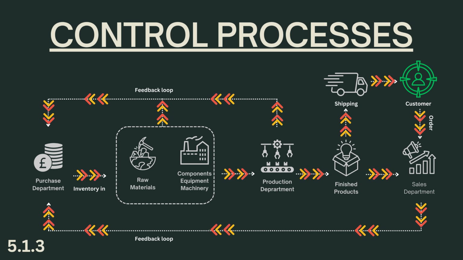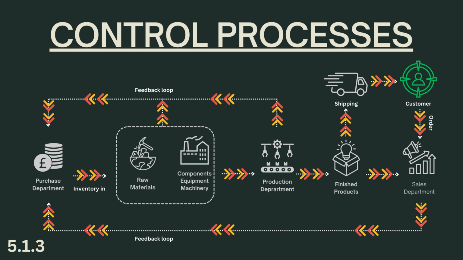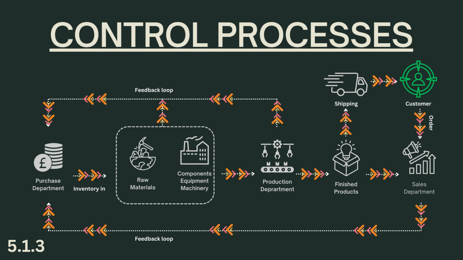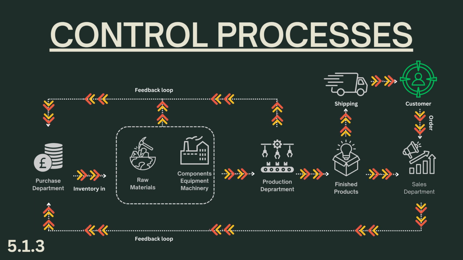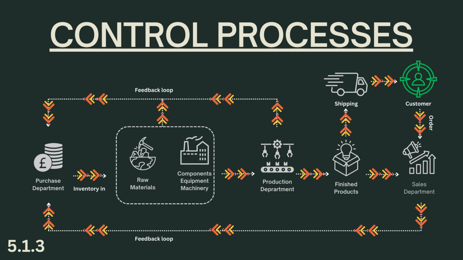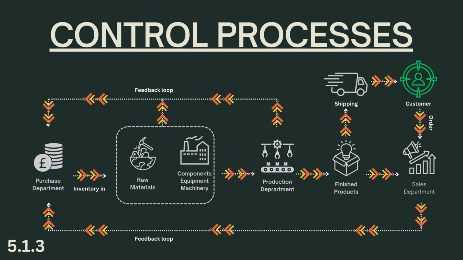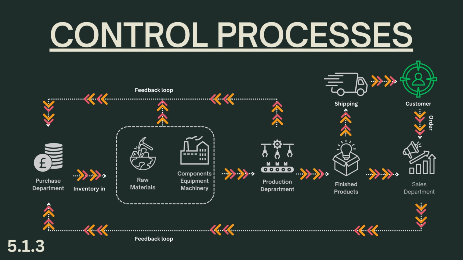Inventory check. The system automatically checks if the ordered items are in stock. Production planning. If items aren't in stock or inventory is low, the system alerts the production department to manufacture more. Raw material check. Before production can begin, the system checks if enough raw materials are available. Purchasing. If raw materials are low, the purchasing department is notified to order more from suppliers.